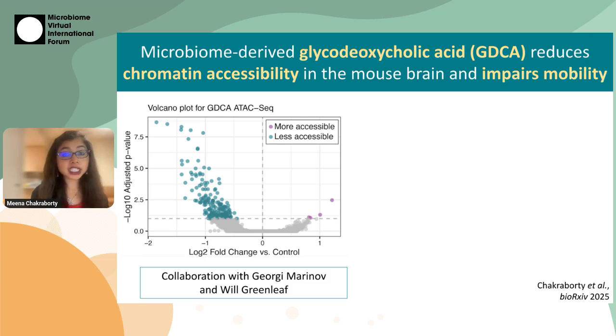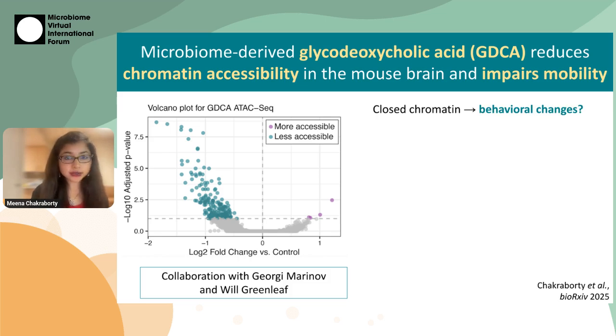In this plot, each dot represents a different genomic region in the brain. The purple dots represent genomic regions that became more accessible upon GDCA treatment. By contrast, the teal dots represent genomic regions that became less accessible upon GDCA treatment. And what you can see is that GDCA made hundreds of genomic regions in the brain less accessible. And this was intriguing because a more open chromatin state is generally associated with improved cognitive function, in stark contrast to what we observe here.